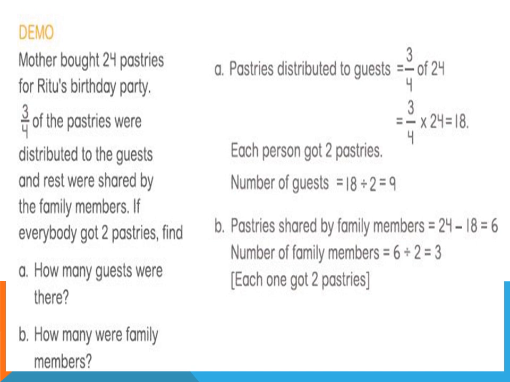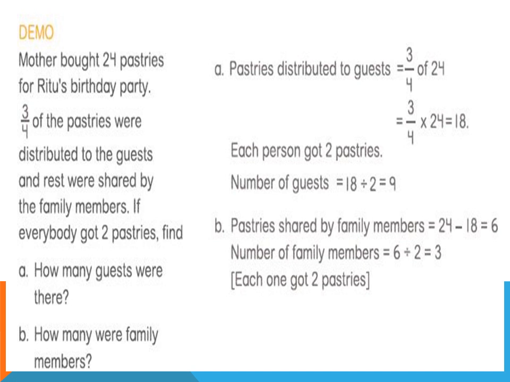Now, look at this demo. Mother bought 24 pastries for Ritu's birthday party. 3/4 of the pastries were distributed to the guests and the rest were shared by the family members. If everybody got 2 pastries, find out: number A, how many guests were there, number B, how many family members were there.